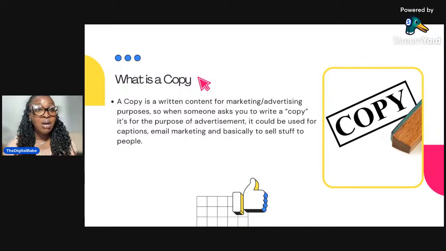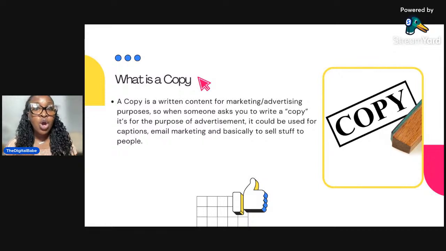So when you want to run Instagram and Facebook ads, the caption that you use is called an ad copy, right? So that's the advertisement copy. That's what you're trying to write so that you would draw people. So it's not just regular written content. So I'm sure we're already getting insights. If you didn't know what a copy was before, now you know what a copy is. It's for advertising and it's for marketing purposes, right?